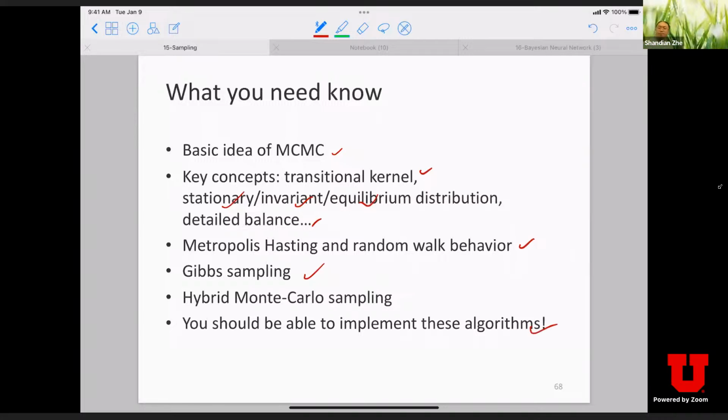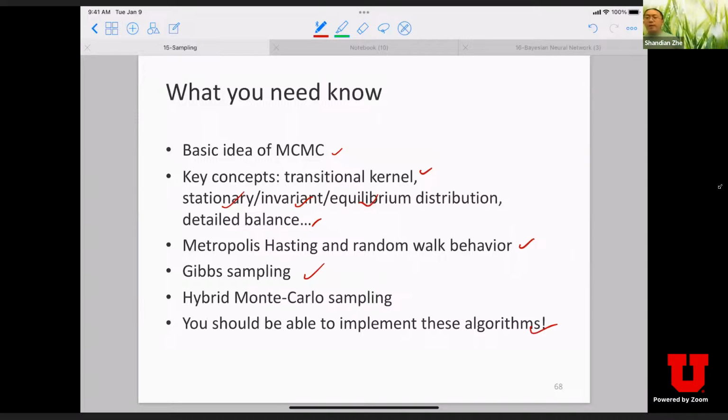And we finally expect you'll be able to implement those algorithms. Although in our homework assignments we do not require you to do so, probably you will be asked to implement some simple version of these algorithms. But in practice, it will be much better if you can implement those algorithms. Okay, any questions so far about Markov chain Monte-Carlo sampling?